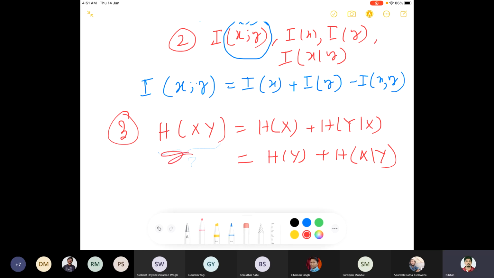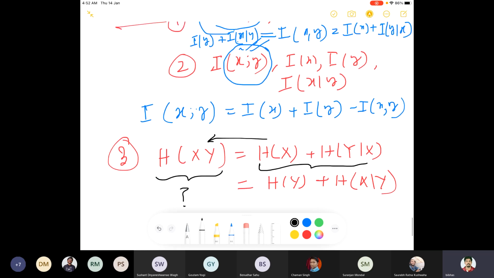Can anybody tell me what is the quantity on the left? What is this? How do you define this? Or what should be the meaning of this? Or maybe you can find out, because this I already defined. Using this, what do you get, which can be called this?